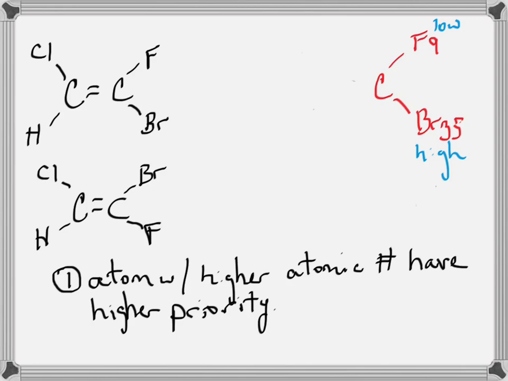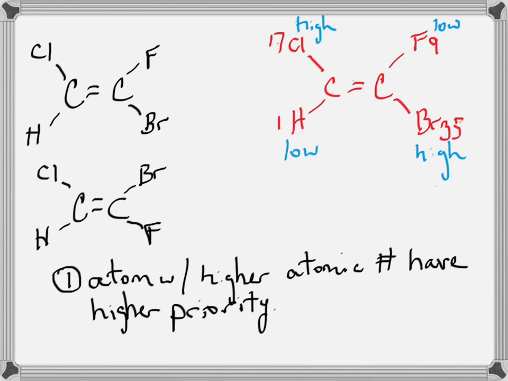Now let's look at the other carbon atom. So for that one, we'll go ahead and put that in there, and now we're going to compare the chlorine to the hydrogen. We're looking at atomic numbers there. Hydrogen has an atomic number of 1. Chlorine has an atomic number of 17. 17 is greater than 1, and so chlorine has the higher atomic number. And so therefore, it would be considered to have the high priority, and hydrogen would be the low priority.